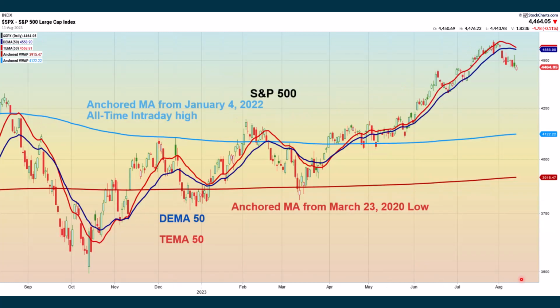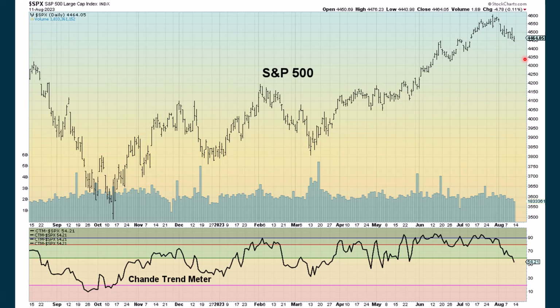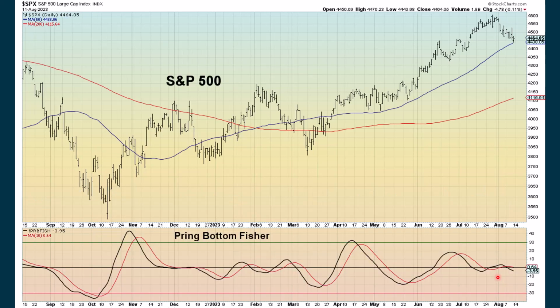We also look at a 50-period double and triple exponential moving average. We're dropping below both the red line and the blue line, and these are also starting to roll over. That could put the intermediate term trend in danger. Then we look at the Sean trend meter. It had been extreme positive for a while, and now it's dropping back down more into neutral territory. The Pring bottom fisher was generating a buy signal recently, but now we've crossed back below the red line, so that signal is now gone.